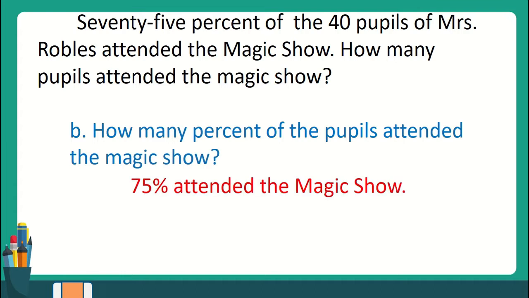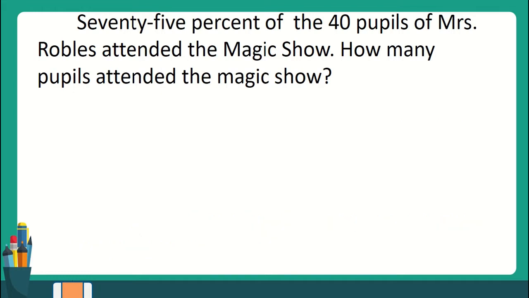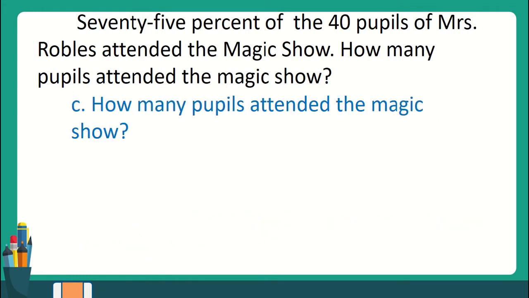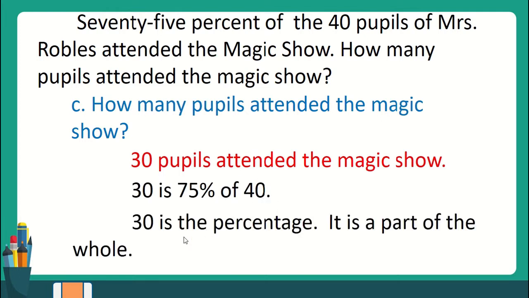75% attended the magic show. 75% is the rate, which can be expressed as a ratio or as a fraction. How many pupils attended the magic show? So, 30 pupils attended the magic show. This is the answer to our problem. 30 is 75% of 40. 30 is the percentage. It is part of the whole.